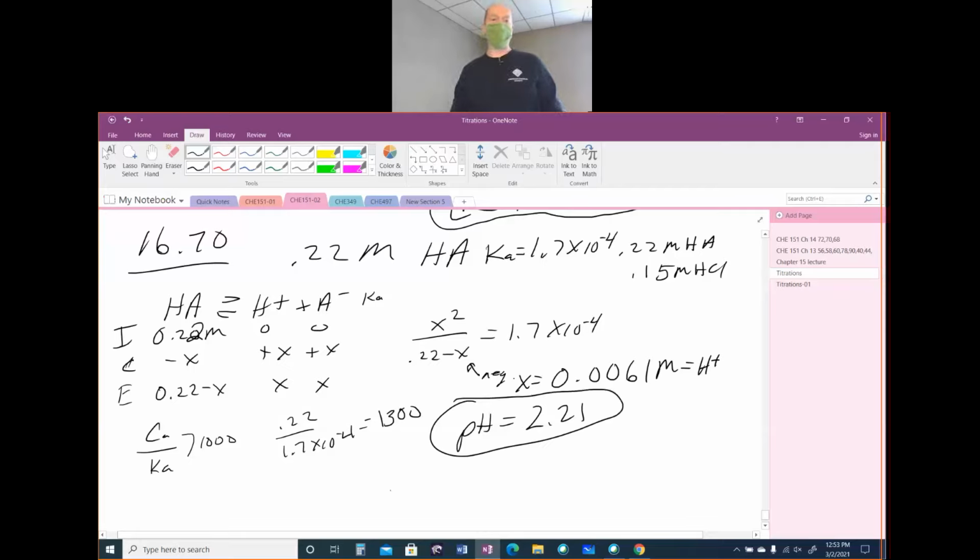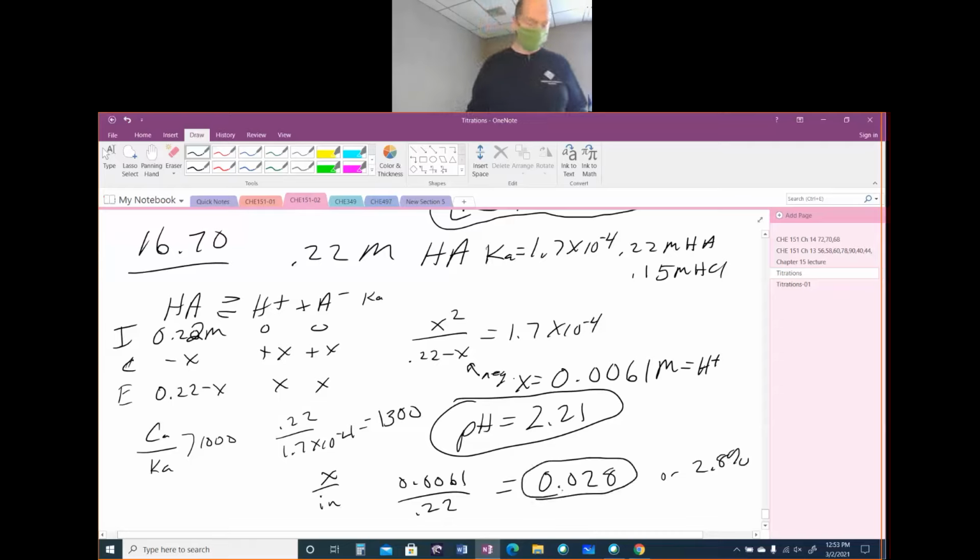What they asked for was the degree of ionization. And so that's x over your initial concentration. So your x value, 0.0061. Your initial concentration was 0.22. And your degree of ionization is 0.028. Or if you wanted to do percent, 2.8%. But the degree of ionization was the question, 0.028.